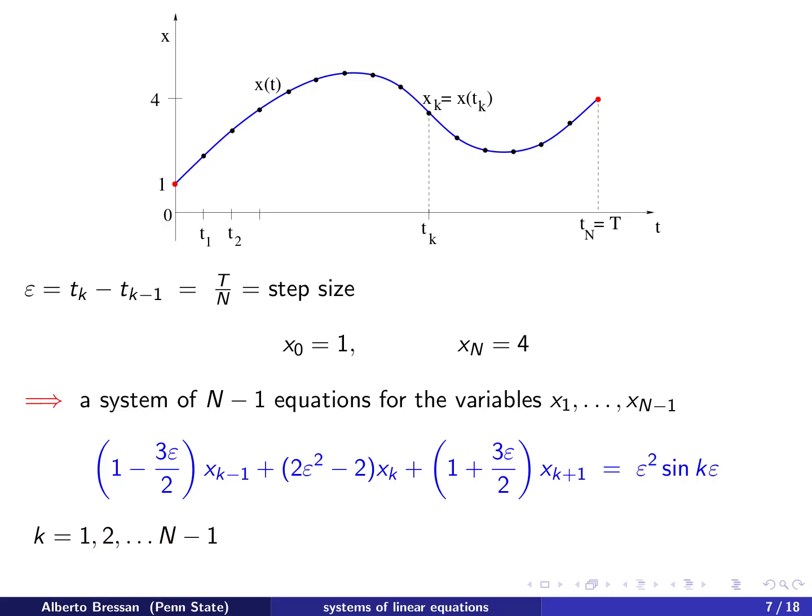So imagine you want a pretty accurate solution. Then you should choose this number n pretty large, let's say 1,000 or 10,000. And then immediately, easily, you end up with a system of 1,000 or 10,000 equations.